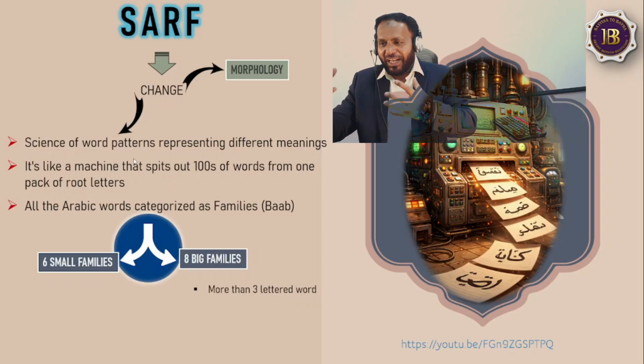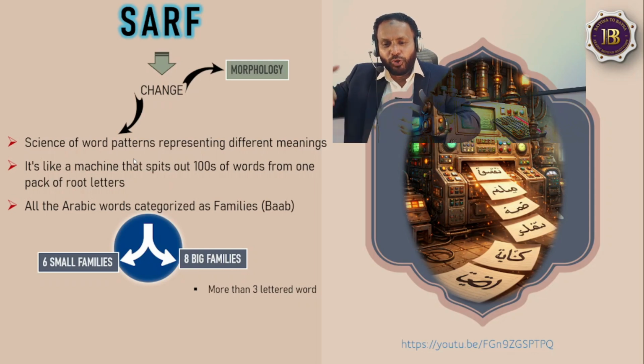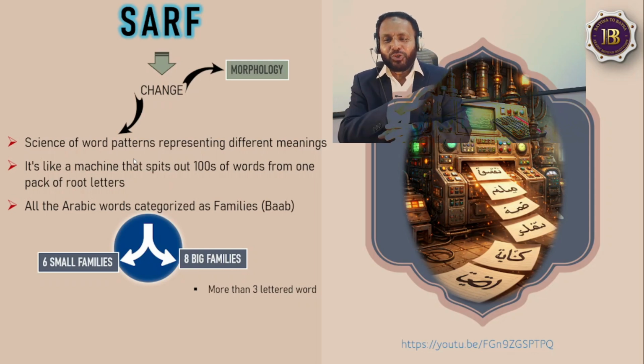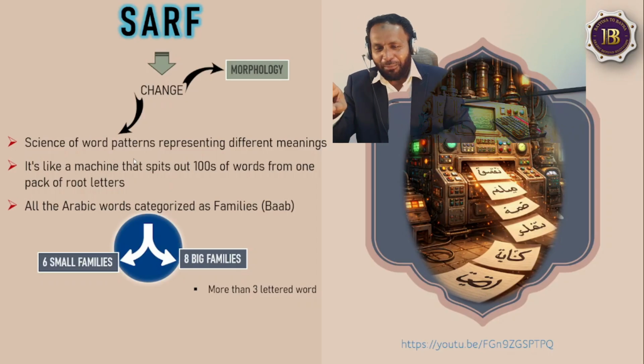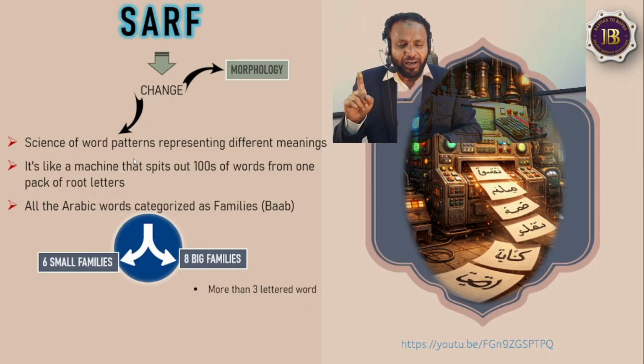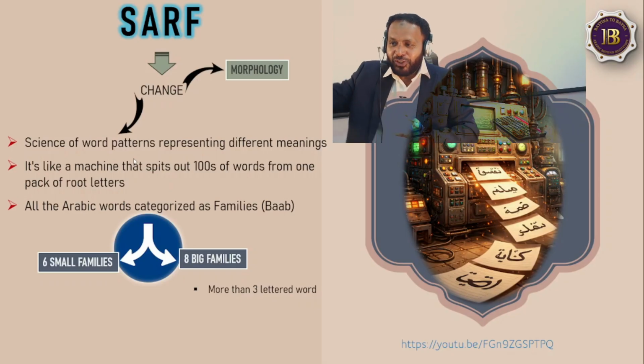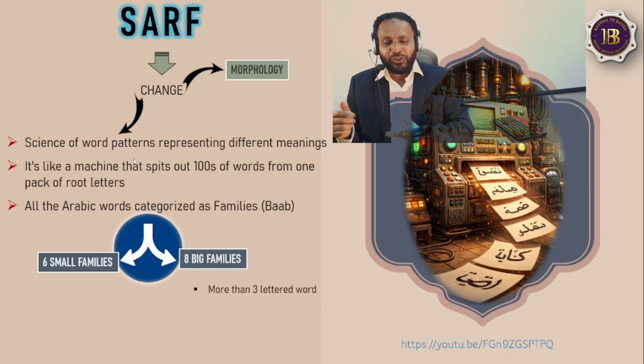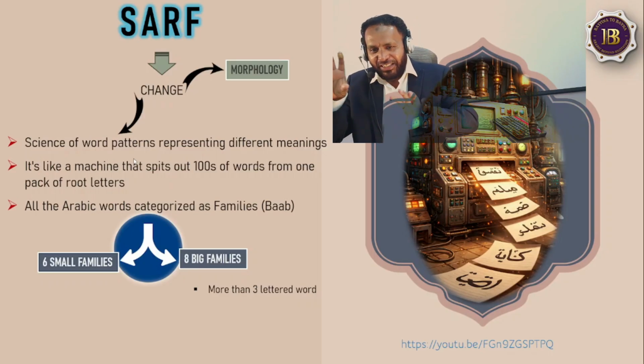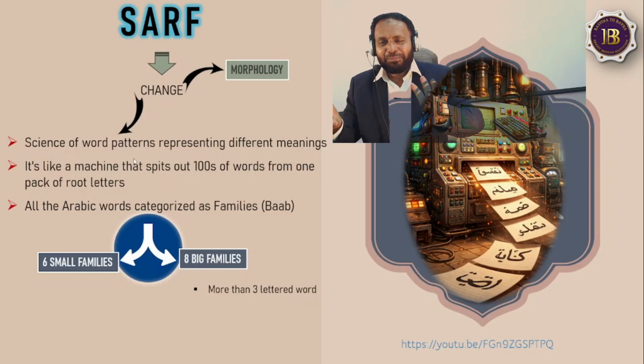Now if I keep the glass, bottle and jar the same and replace the water with juice, everything is juice, but this is the jar of juice, this is the bottle of juice, this is the glass of juice. So this is what SARF is all about. The juice or the water are the root letters, and you keep changing them. The jar, the bottle and the glass are shapes.